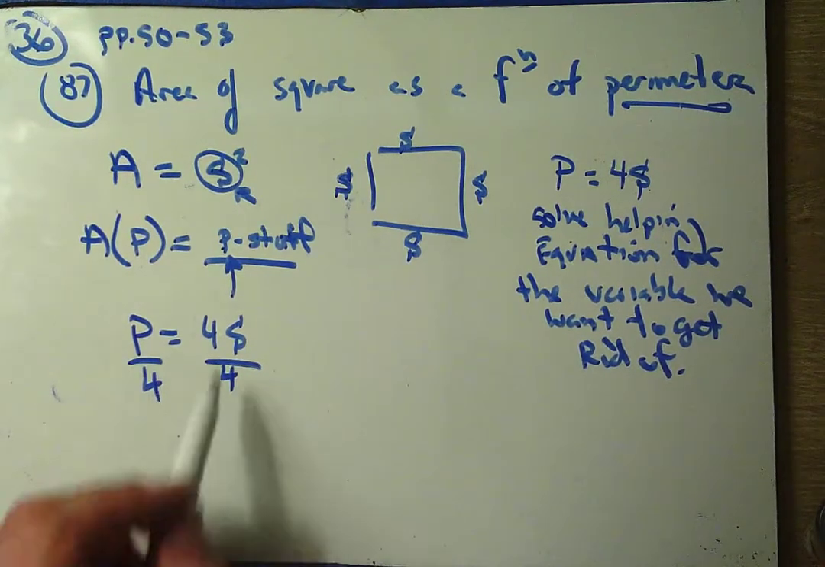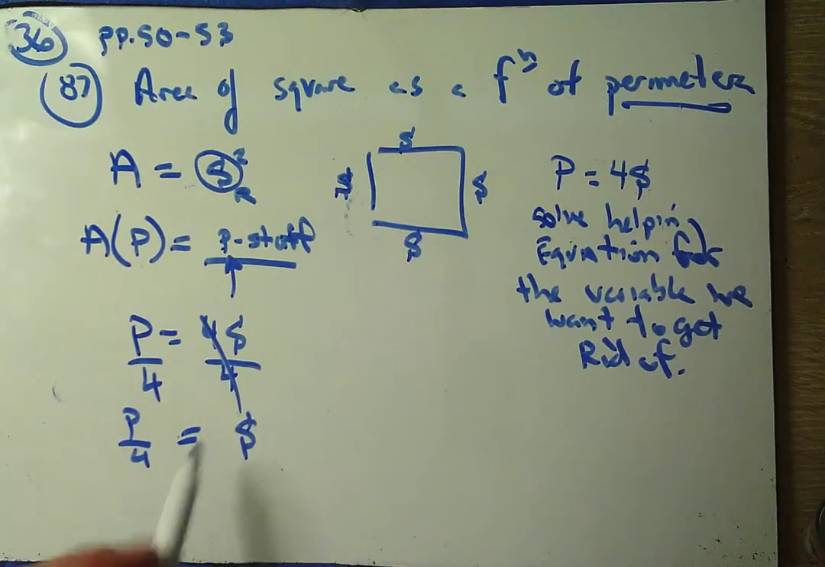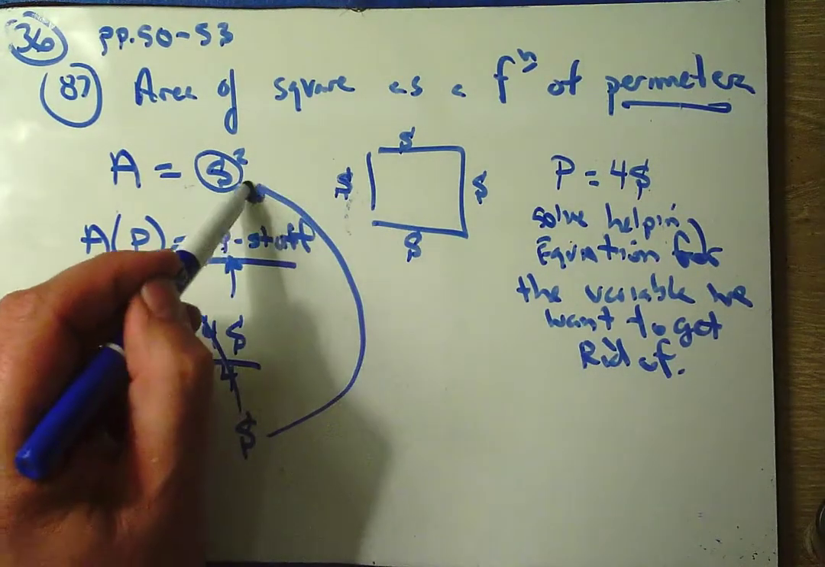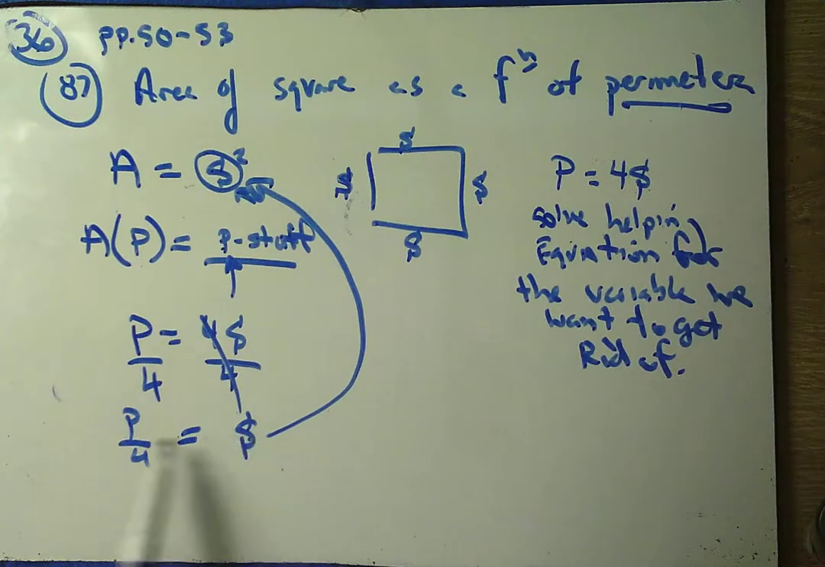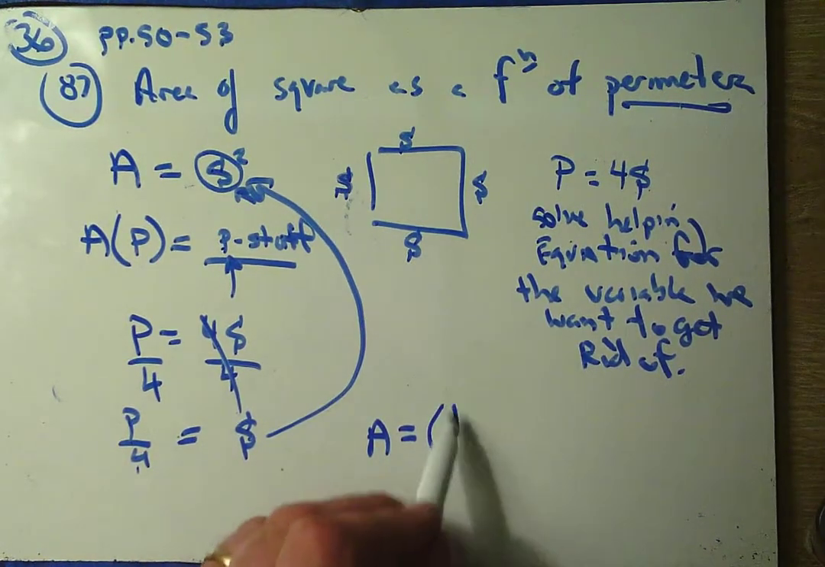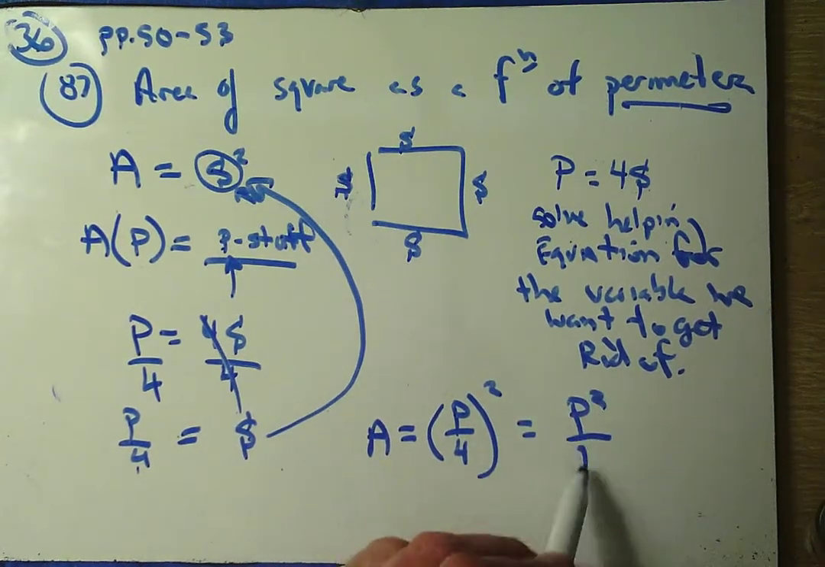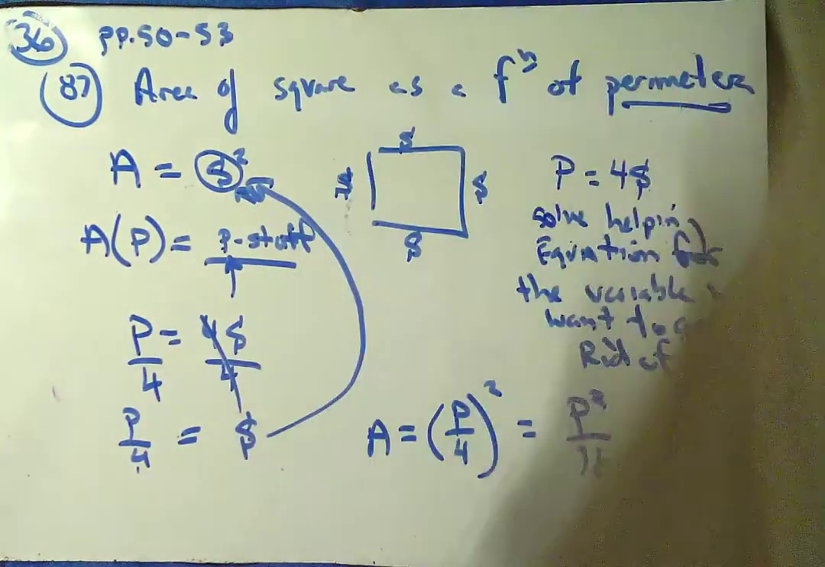So I'm going to divide both sides by 4. And I'm going to get S is P over 4. So where I see S up here, I can replace that S with P over 4. So now area is going to be P over 4 squared, or P squared over 16. There's my answer to 87. Okay, let's take a look at 88. That's the next problem we've got.